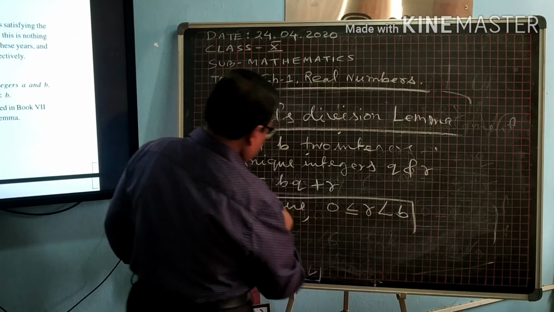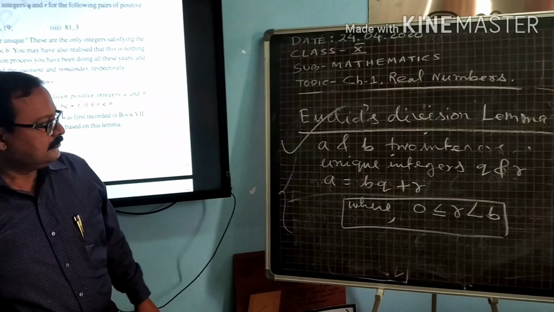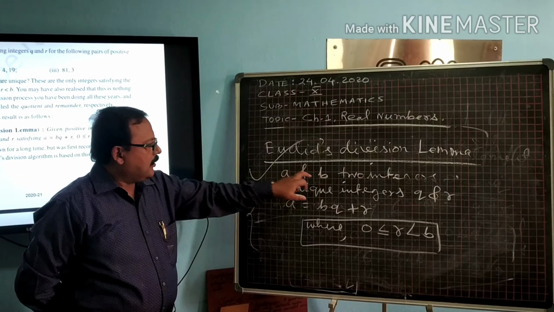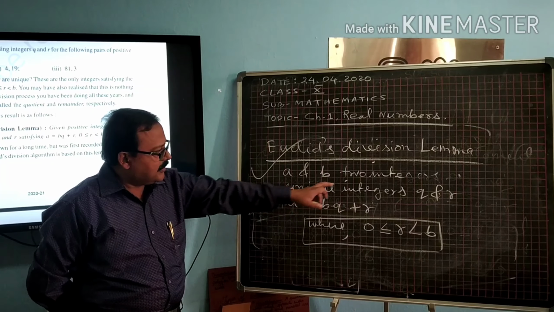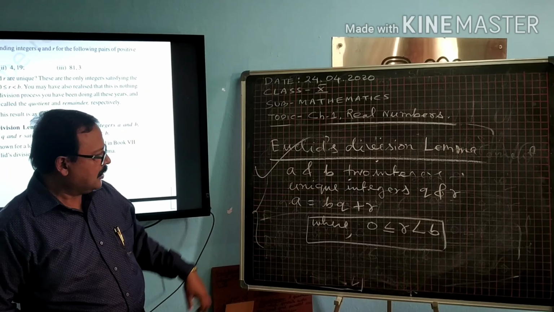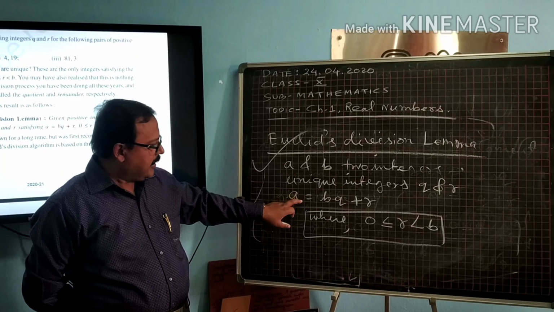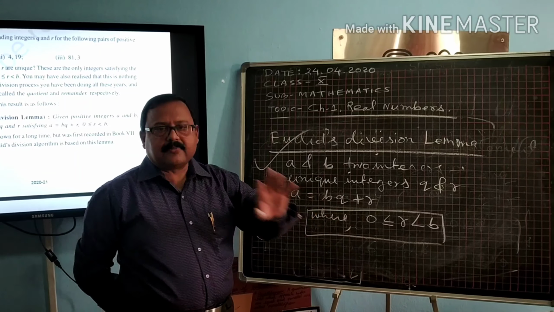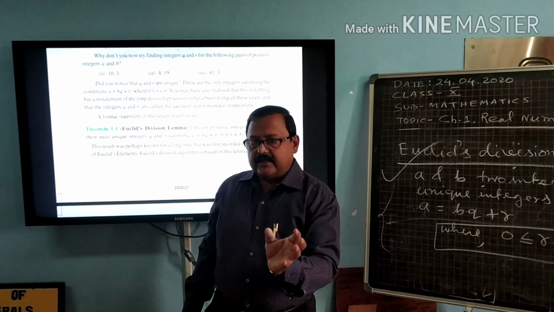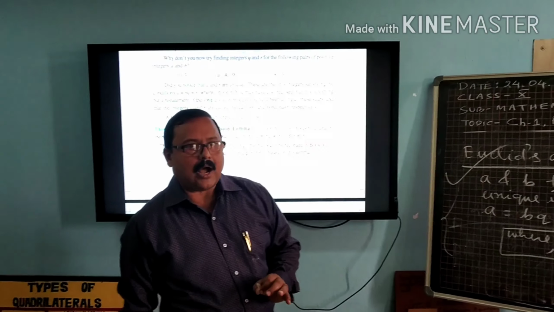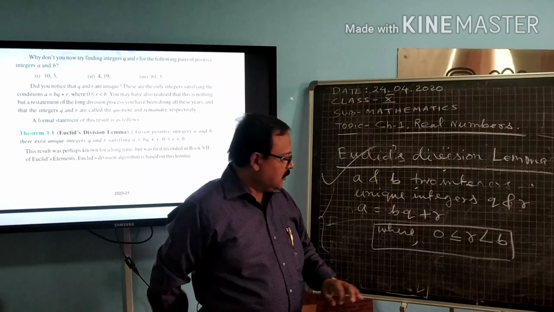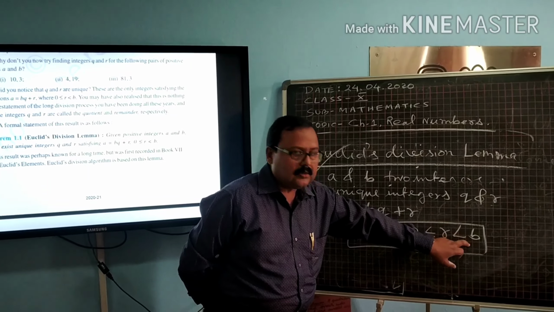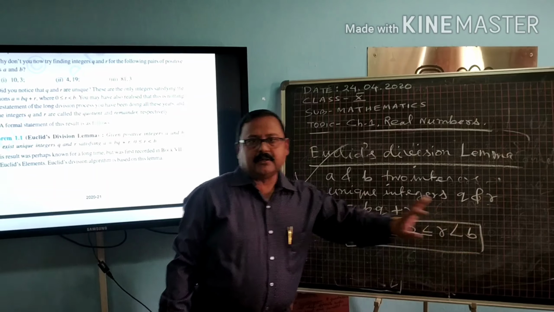This is the Euclid division lemma. A and b are two integers, and we divide a by b. There are unique integers q and r. Suppose quotient and dividend, then a is the dividend, a equal to bq plus r, where the condition is that already I have discussed, dear student. Numerically we have discussed from the very beginning how we can divide and what we got. Then 0 less than or equal to r less than b. This is the Euclid division lemma.